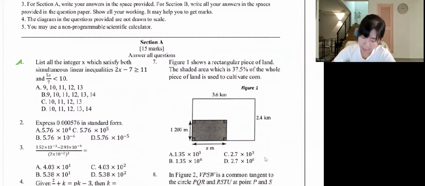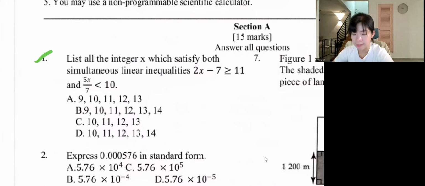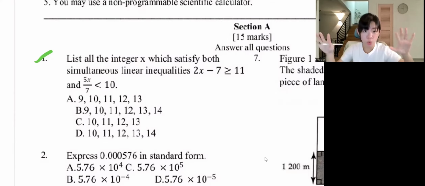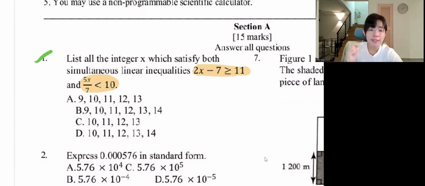Number 1. Okay, number 1, what is your answer? List out all the integers x which satisfy both simultaneous linear inequalities. So when they say simultaneous, serentak, means got two. Got 2 linear inequalities. See here, got 1 and 2. So find x and then see the x is in which one is the answer.